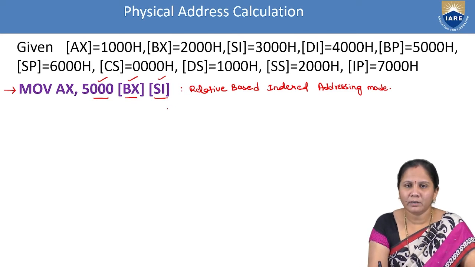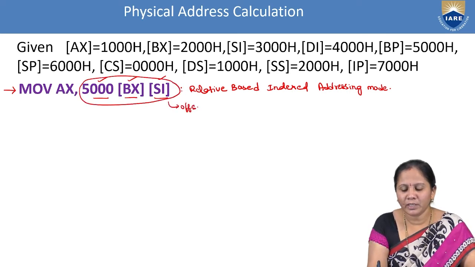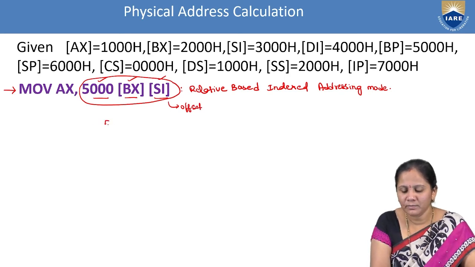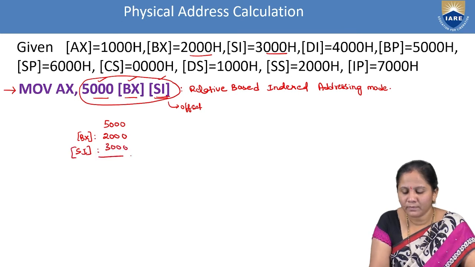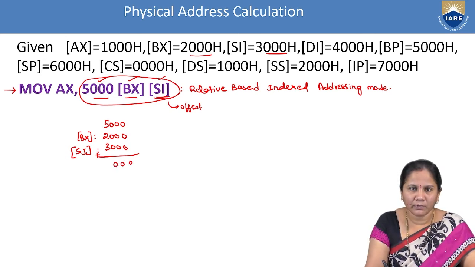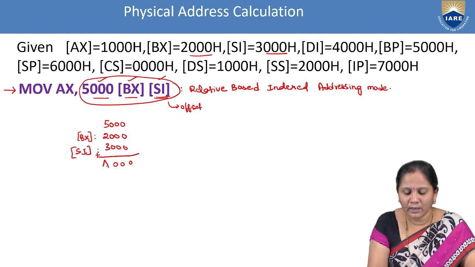Now, in order to find the physical address, all these together give the offset address. So first we have to find the offset address. The offset address here is 5000. And the value of the BX register is 2000. And the value of the SI register is 3000. Now if we add these three, it gives the total offset address. So it is 0, 0, 0, 5. This is 5 plus 2, 7, and 3, 10. The value 10 in hexadecimal is A. So this is the total offset address.